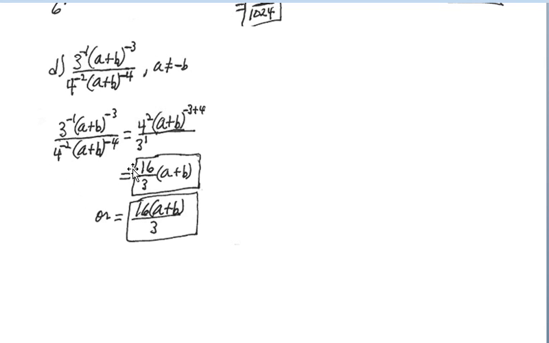Therefore, we get 16 over 3 times the quantity a plus b. Or you can write it as 16 times a plus b over 3. Both answers are correct.